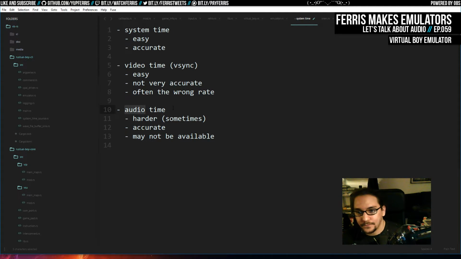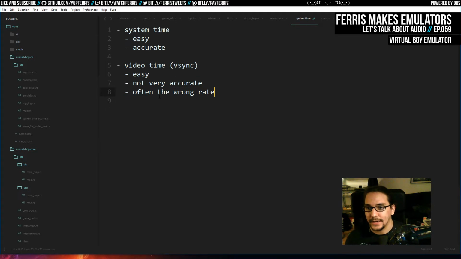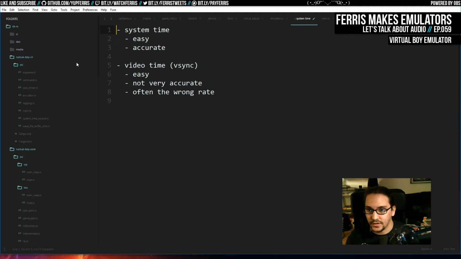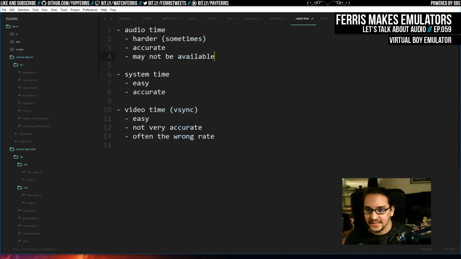One of the things to be aware of here, and I mentioned that system time and audio time are both pretty accurate. So I'm going to put these together because these are usually the ones you want to use. I tend to prefer them in this order, because video time isn't very accurate. And if you output frames at a different rate than your refresh rate, you're usually okay. So audio is going to be the most accurate, but it may not always be available. So then you kind of want system time.